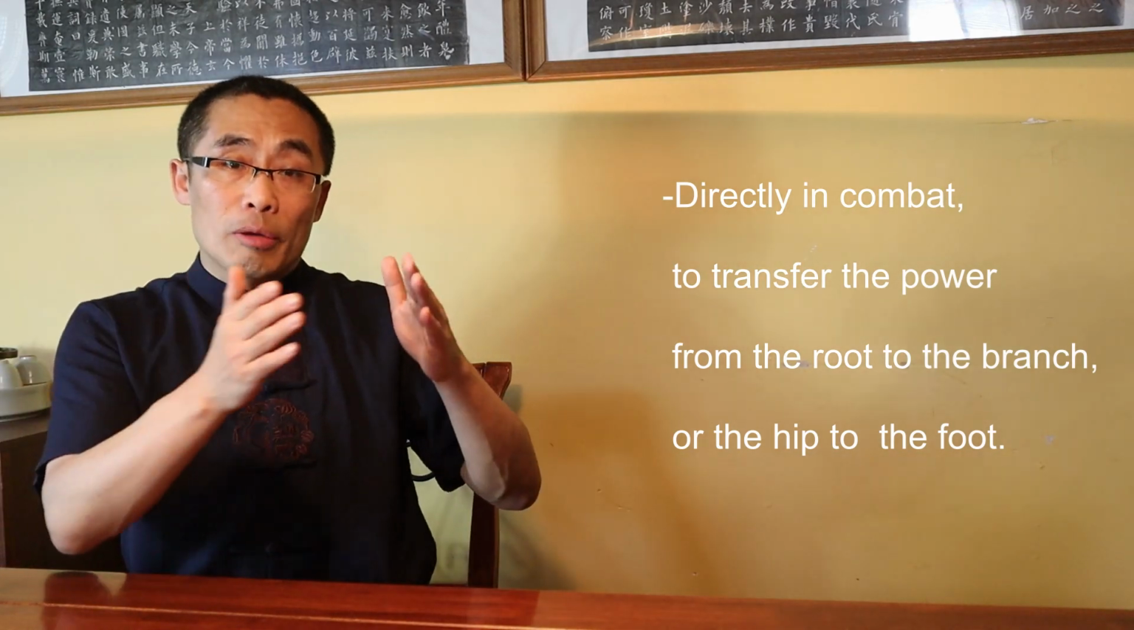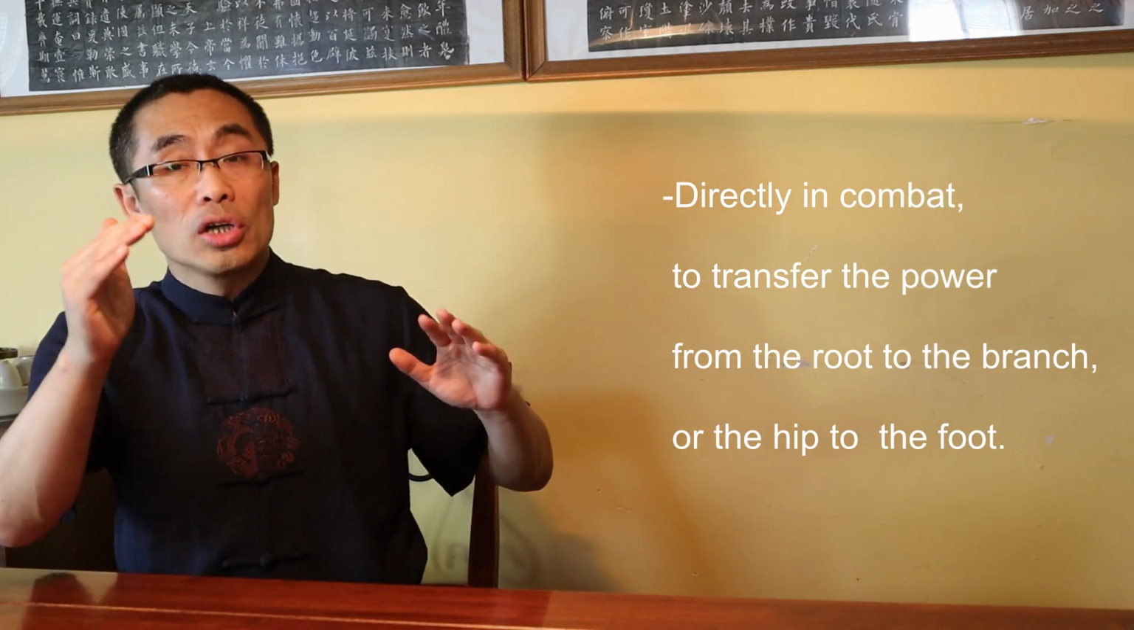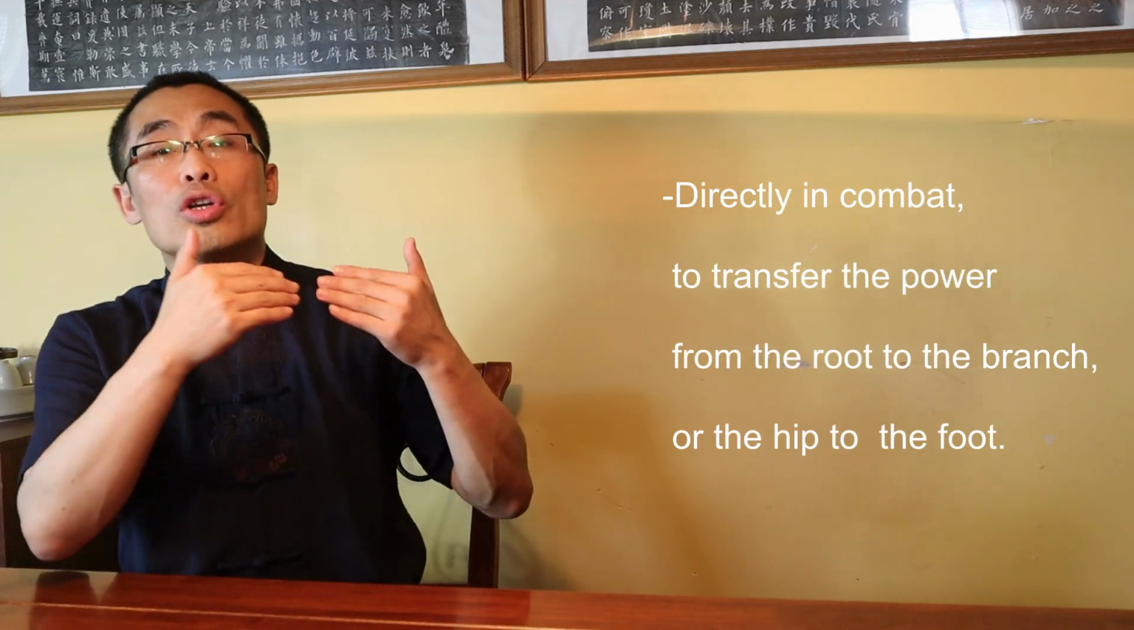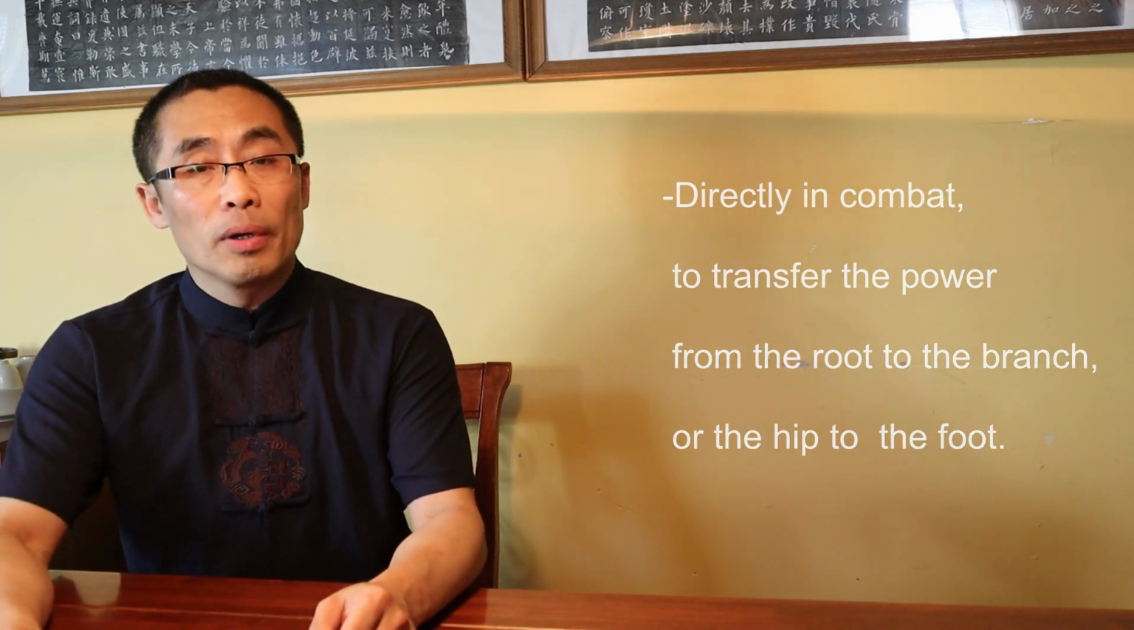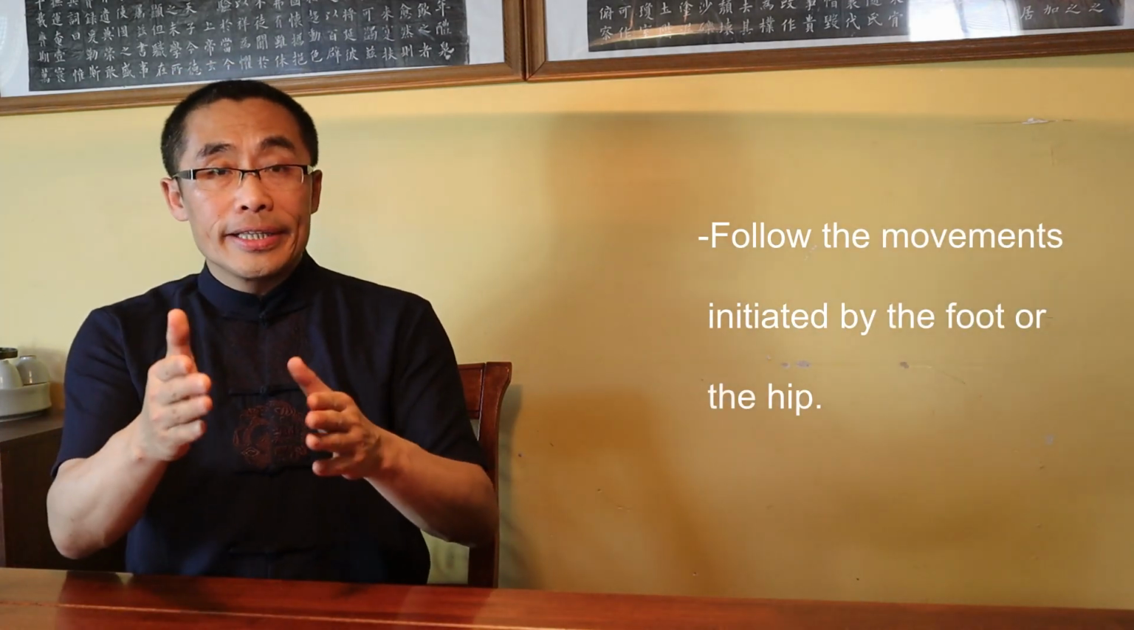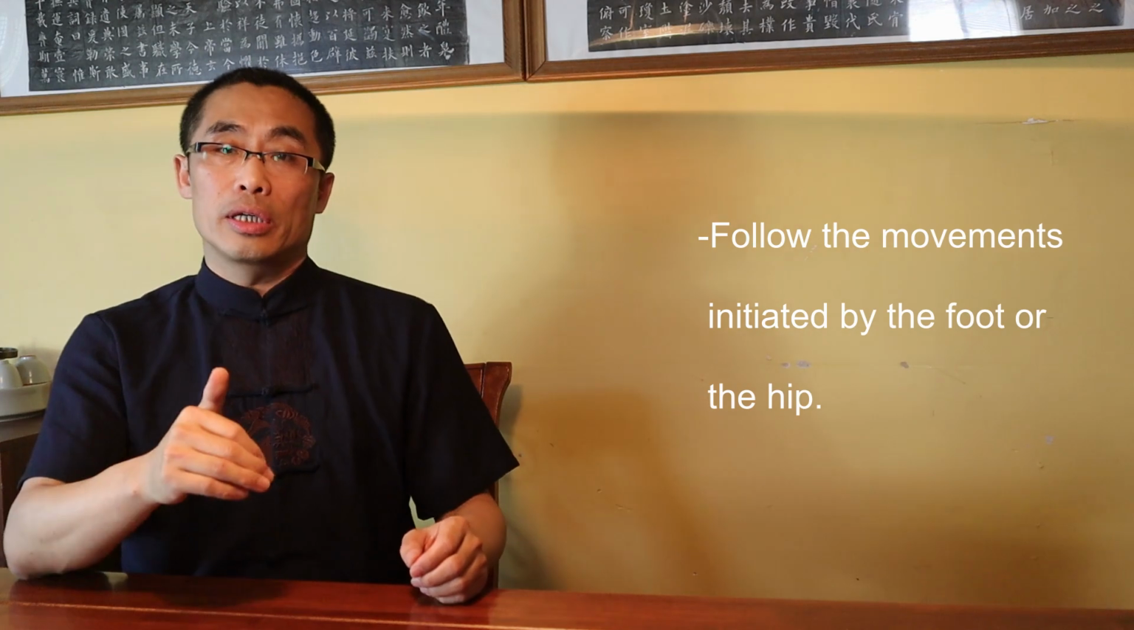Following the 三节 or 3 section concept, the knee is the middle section, a joint that is not only used directly in combat, but also used to transfer the power from the root to the branch, or the hip to the foot. The overall principle of the knee movement is to follow the movements initiated by the foot or the hip. It is an important joint or section in our body in martial training.